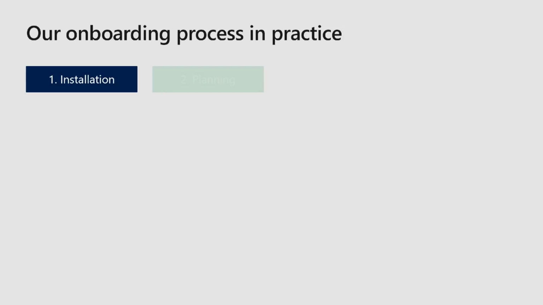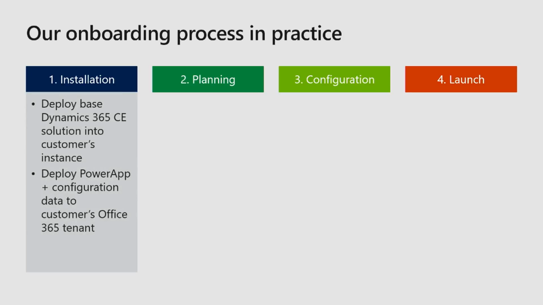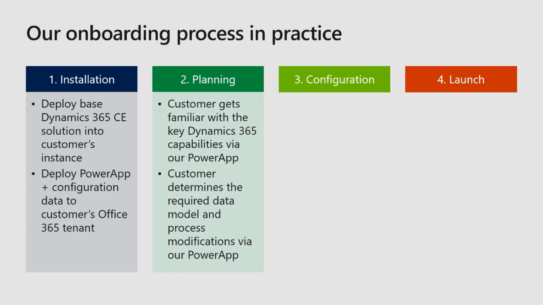Now, what our onboarding process looks like in practice is that we have 4 stages on a high level. In the installation stage, we first deploy a customized sales application into the Dynamics instance, simplified to the needs of an SMB organization and localized for the Finnish market. And then we also deploy a Power App done by us into the customer's Office 365 tenant. And then the self-service stage begins.